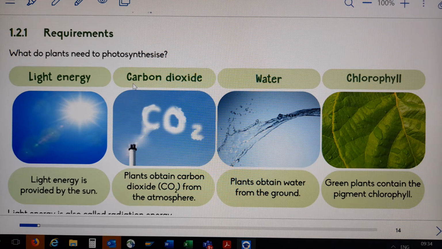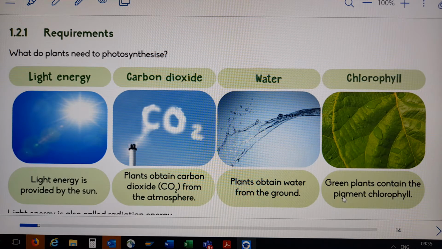Number two, plants need carbon dioxide. Plants obtain carbon dioxide from the atmosphere. And plants need, number three, water. Plants obtain water from the ground. And the last one, number four, plants require chlorophyll. Green plants contain the pigment chlorophyll.